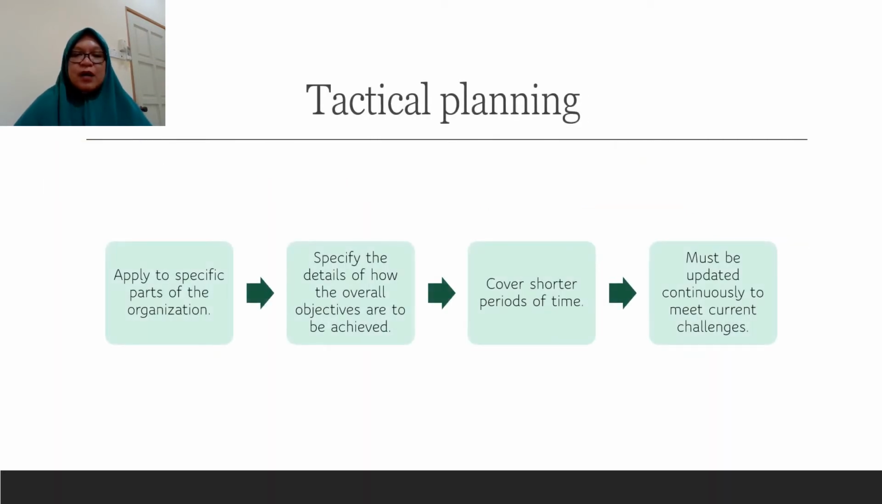While for the tactical planning, it applies to specific parts of the organization. For the strategic planning, it applies to the whole organization, while for the tactical planning, only parts of the organization, or we can say that we will focus on the department. It specifies the details of how the overall objectives are to be achieved. So when they come up with the strategic planning, they will need to do the tactical planning, where each of the departments has to study it to simplify the strategic planning that they have done.